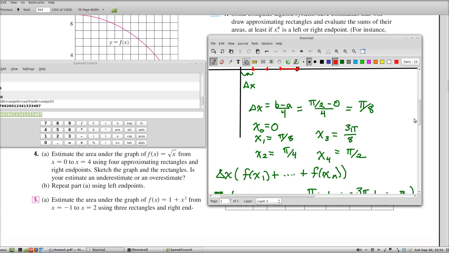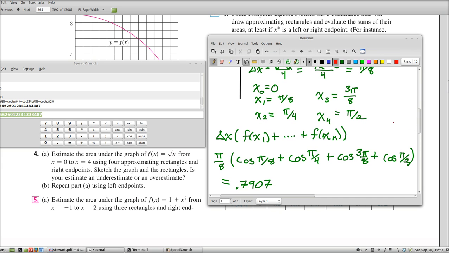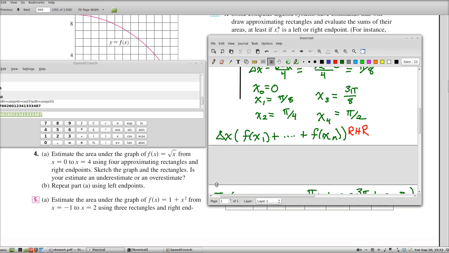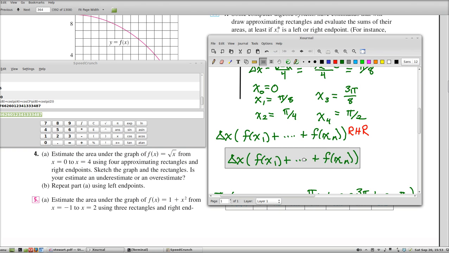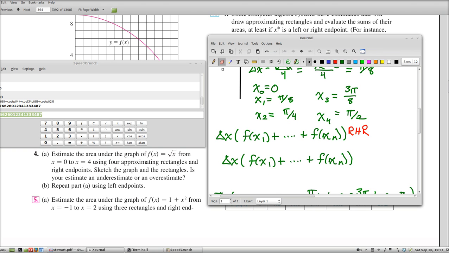The math is really similar. This is for the right-hand rule. If I were going to change this to the left-hand rule, the difference is really minor. In fact, let me just cut this and paste it. The only difference is, instead of starting at 1, now we start at 0, and instead of stopping at n, now we stop at n minus 1.